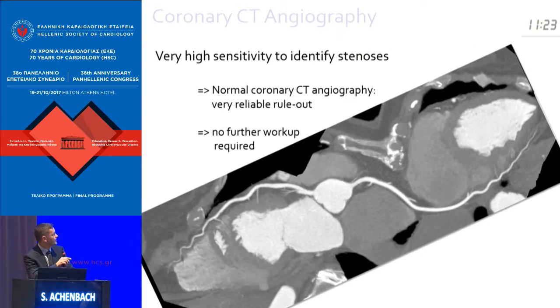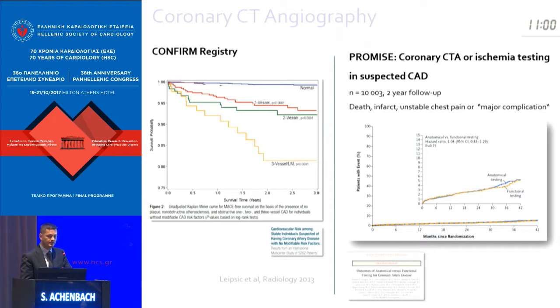And this means, because we have a very high sensitivity, that if we have a normal coronary CT angiogram, such as in this case, we can be absolutely confident that the patient has no coronary artery stenosis, no coronary artery disease, and that no further workup or any other procedure is necessary for the patient. Very reliable to rule out coronary artery disease. There are many data in large registries and also large randomized studies that have shown that using coronary CTA to rule out coronary stenosis goes along with a very high prognostic value.